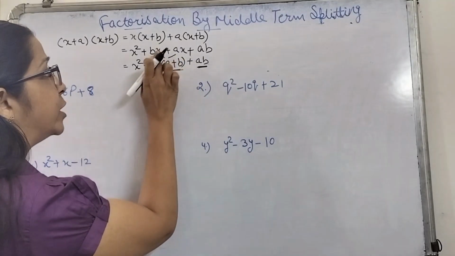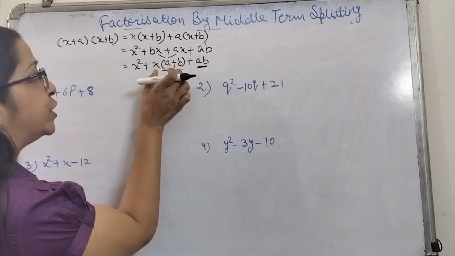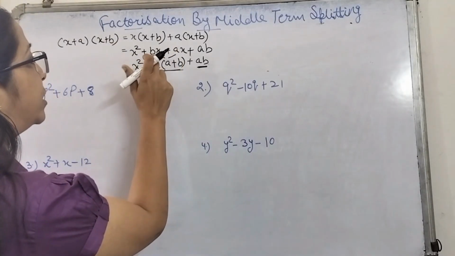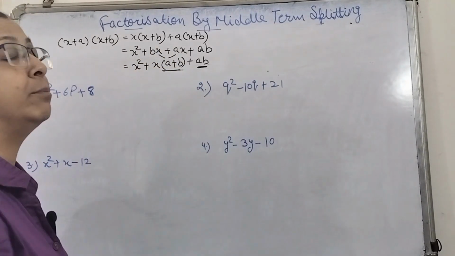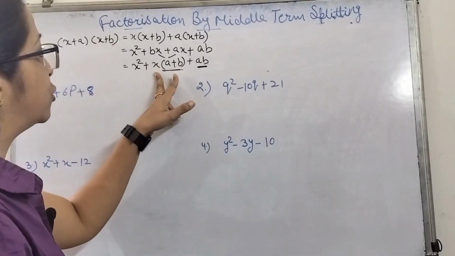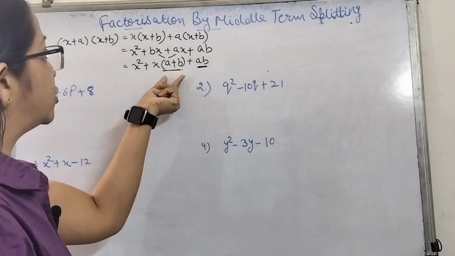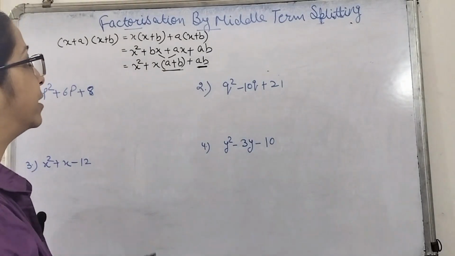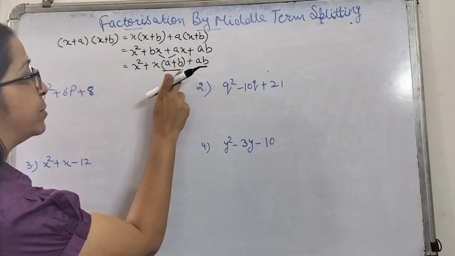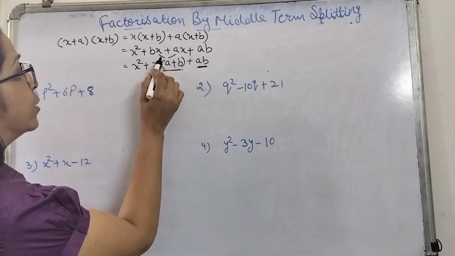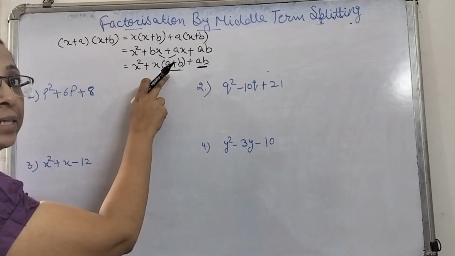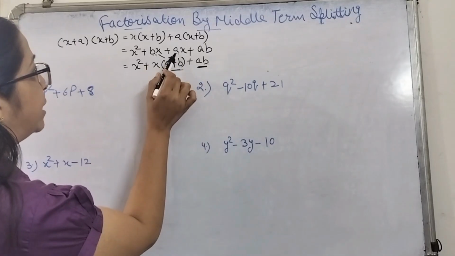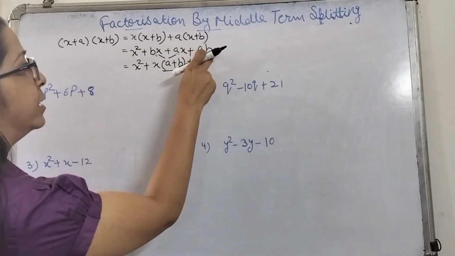That means we have to split the coefficient of the middle term into two parts such that the sum of these two terms should be equivalent to the middle term. This middle term is to be split into two parts such that the sum of these two terms is equivalent to your middle term. Here x times (a plus b) could be written as ax plus bx. Now the sum of these two terms is equivalent to the middle term, and if we look at the product of these two terms, it is equivalent to the product of the first and third term.